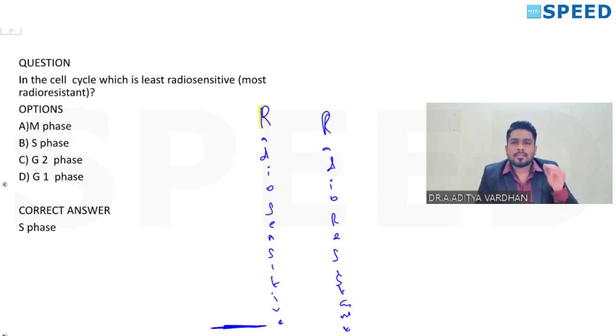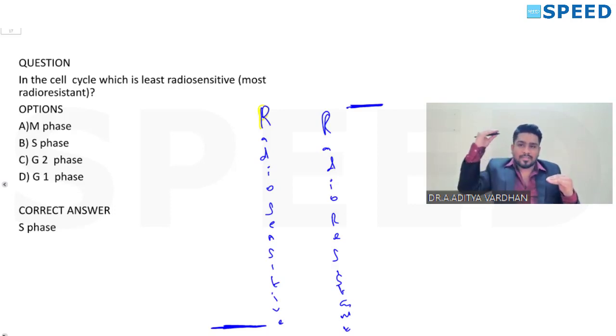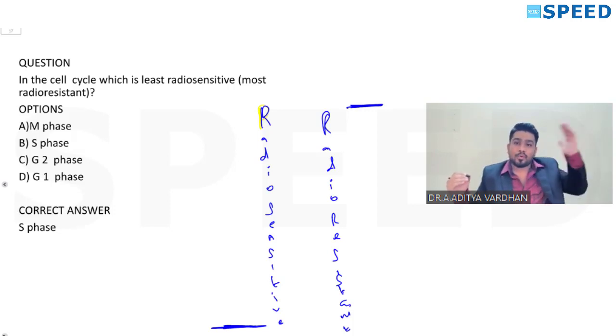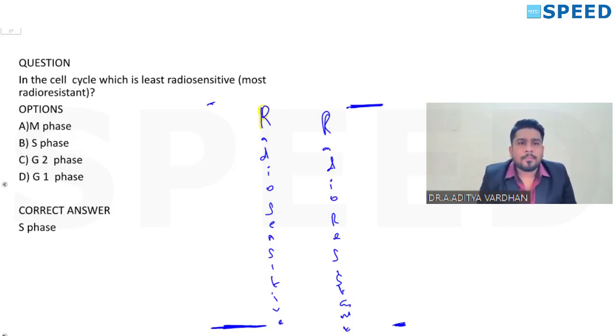So, as a medico with a very developed brain, you must understand they're asking which is the most radio resistant. Least radio sensitive will be most radio resistant, and the least radio resistant will be most radio sensitive, the opposite. Okay, that's why I've drawn this diagram. For this question the answer is the synthesis phase of the cell cycle, friends.